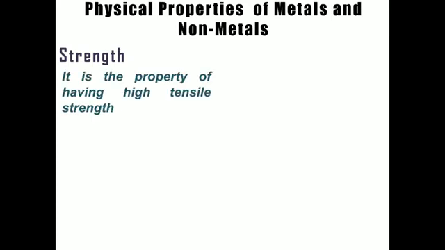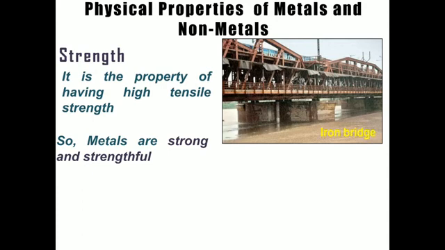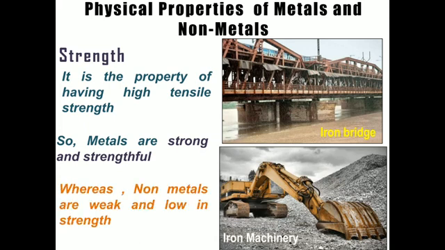Another property is the strength of the metal or non-metal. Normally metals have good strength. They have high tensile strength, and because of this they are used in making various machineries and bridges. This iron bridge is made of iron because iron has great tensile strength. Machineries too are made of iron and steel, which are the kind of metal or alloy used for making such things. Non-metals are very weak and low in strength.